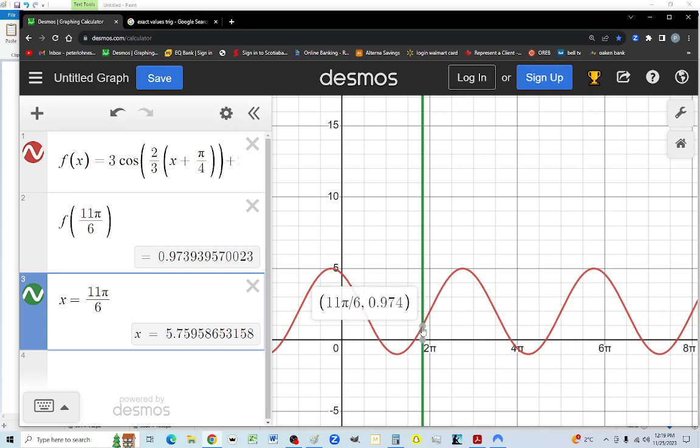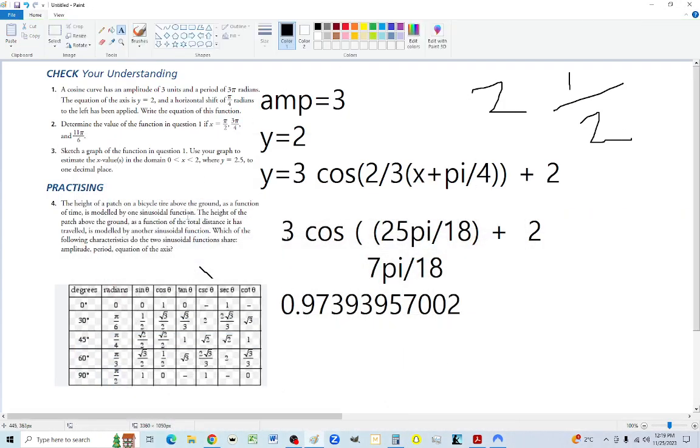So it was just a simplification of the angle. That was a huge mistake I shouldn't have made. Don't simplify your angles needlessly. Okay, so that's number 2. Sketch a graph of the function. Question 1. Use your graph to estimate the x value between 0 and 2. Okay.